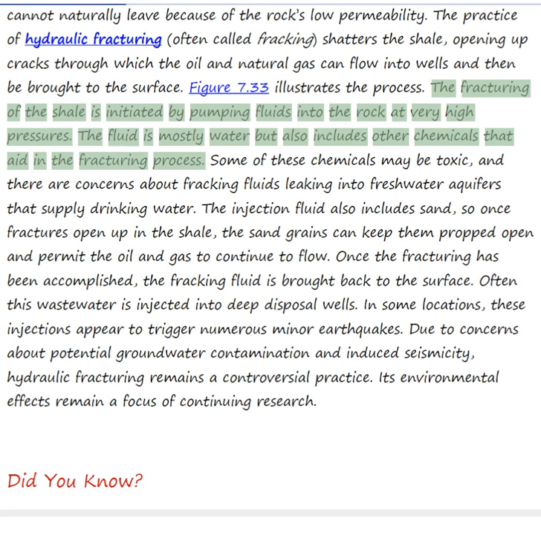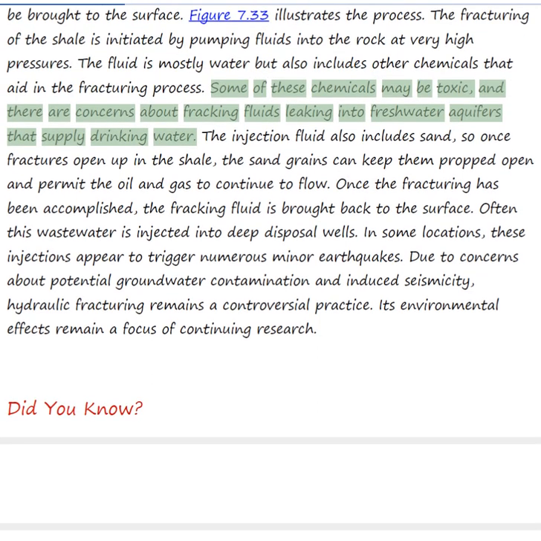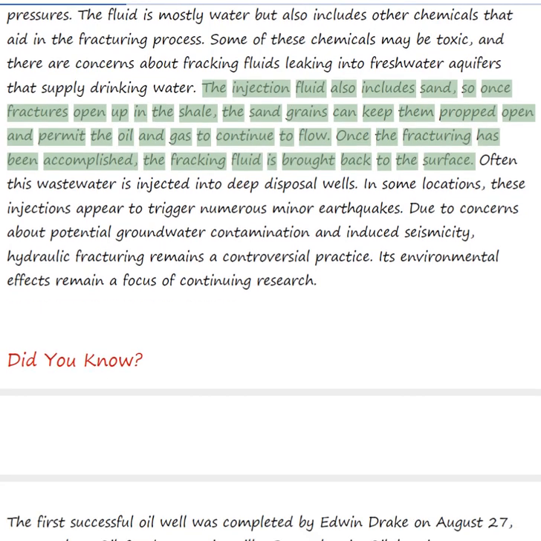The fluid is mostly water but also includes other chemicals that aid in the fracturing process. Some of these chemicals may be toxic, and there are concerns about fracking fluids leaking into freshwater aquifers that supply drinking water. The injection fluid also includes sand, so once fractures open up in the shale, the sand grains can keep them propped open and permit the oil and gas to continue to flow.